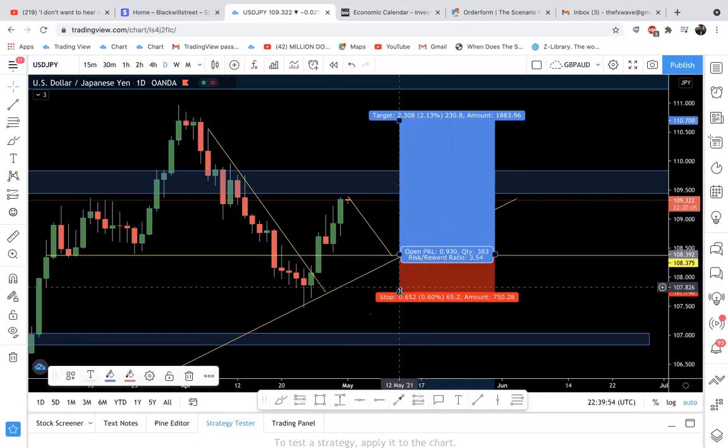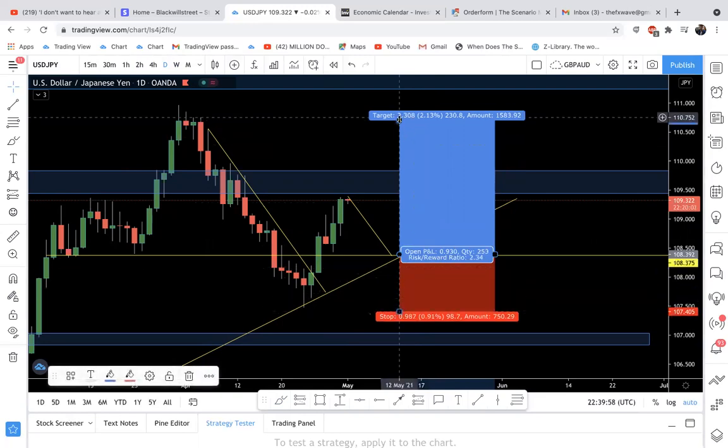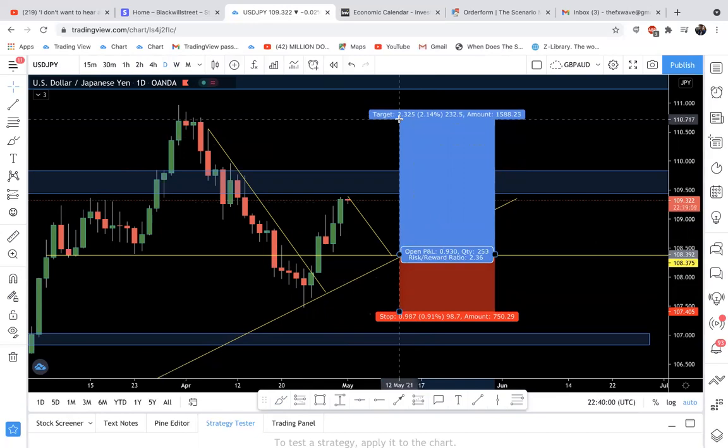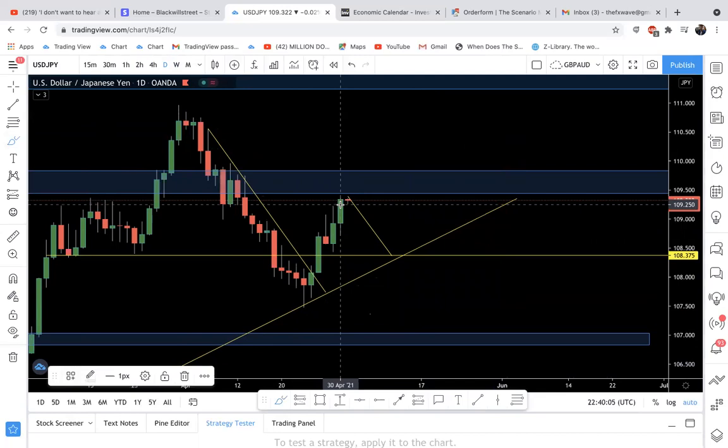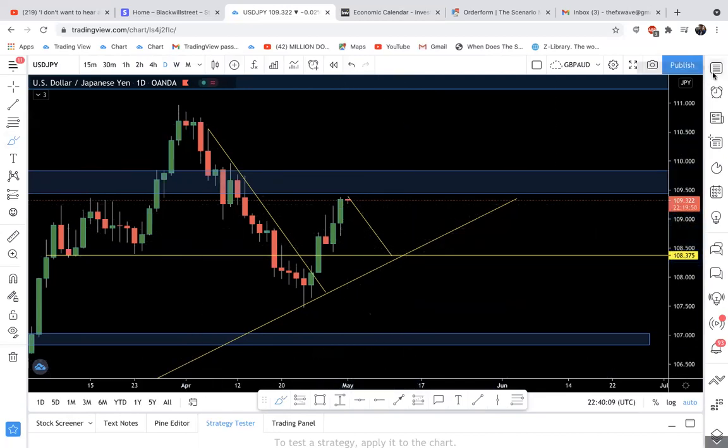All right, even if you put it below this level that it made on that retest, the risk to reward is still worth it. So keep that in mind. So I would say look for the correction, continuation on USDJPY.